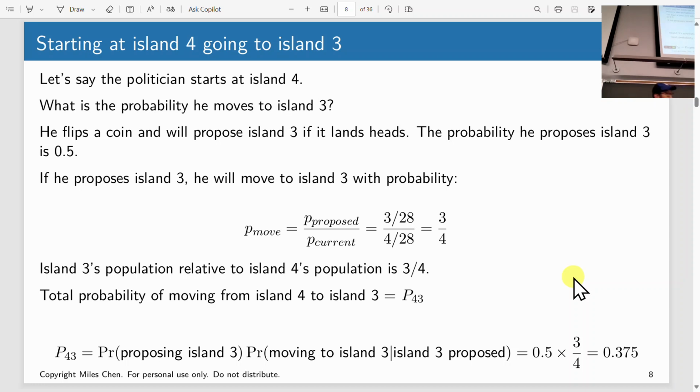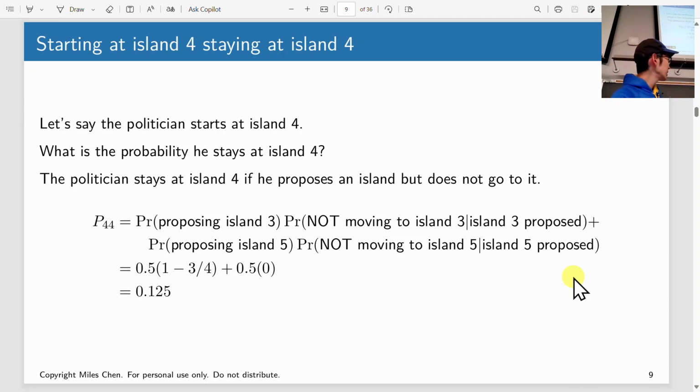Okay. And that means the probability of staying at island 4 is basically whatever I have so that everything adds up to 1. So this has to add up to 1, so this has to be 0.125. I hope we can read that, right? So, you could calculate it this way as well.